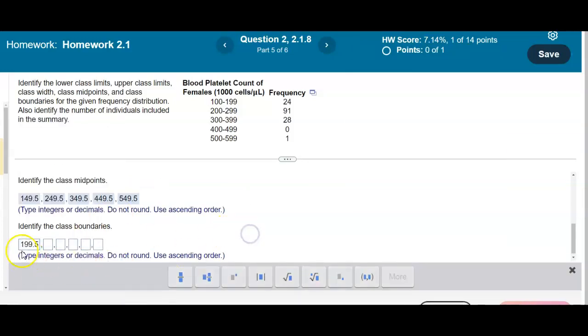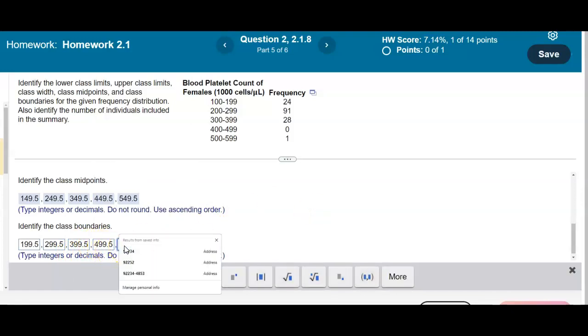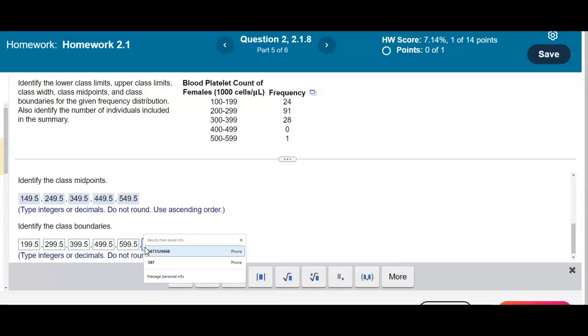Now, once we find that class boundary, we're going to add the class width to each one of those. So 199.5 plus 100 is 299.5. 299.5 plus 100 is 399.5. 399.5 plus 100 is 499.5. 499.5 plus 100 is 599.5. And then 599.5 plus 100 is 699.5.